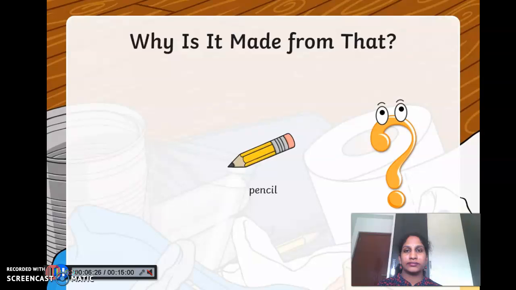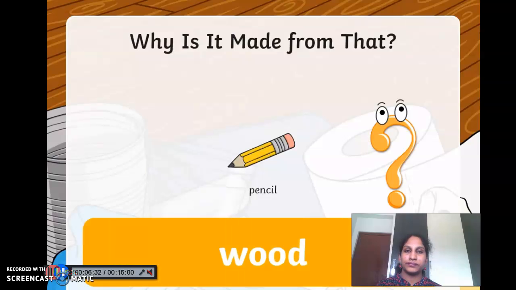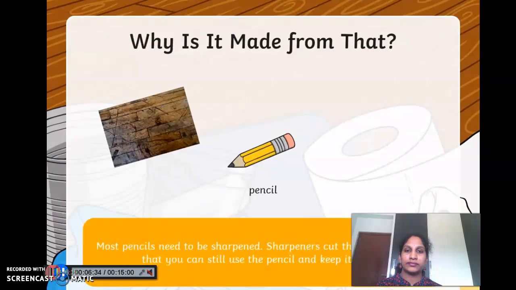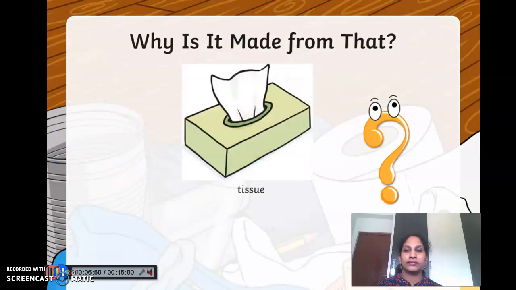A pencil. A pencil is made from wood. Wood is strong and hard, which helps us for when we write. Most pencils also need to be sharpened. Sharpeners cut the wood away so that you can still use the pencil and keep it sharp.